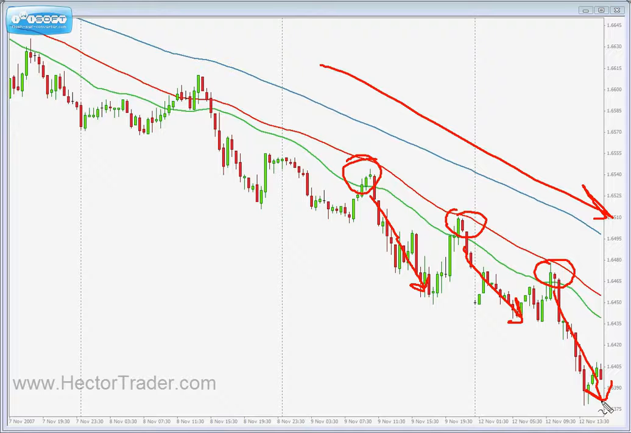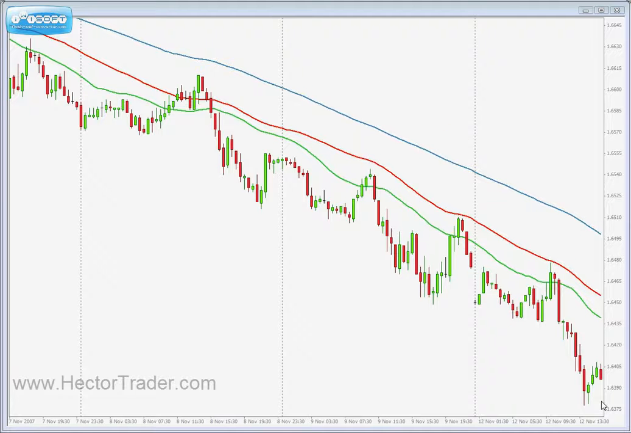Reversal formations at the dynamic area of resistance or support in the direction of the main trend is one of my main trading strategies. I will elaborate on those reversal formations in chapter number 3, like I say, but in this video I want you guys to understand the importance of, at least as far as my trading approach goes, the area between the 30 and the 50 simple moving average.